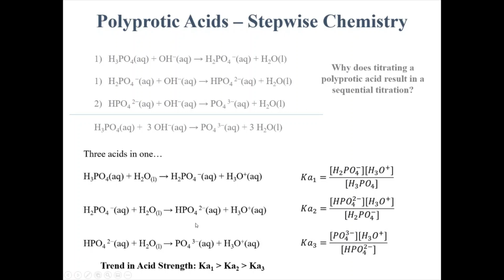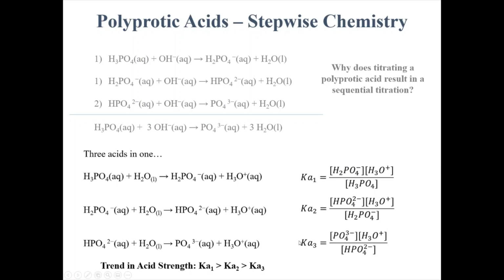So each one of these can have its own Ka equation, meaning it can deprotonate and make an H3O+, and we can write those Ka. So we have Ka1 for the first proton, Ka2 for the second proton, and Ka3 for the third proton.